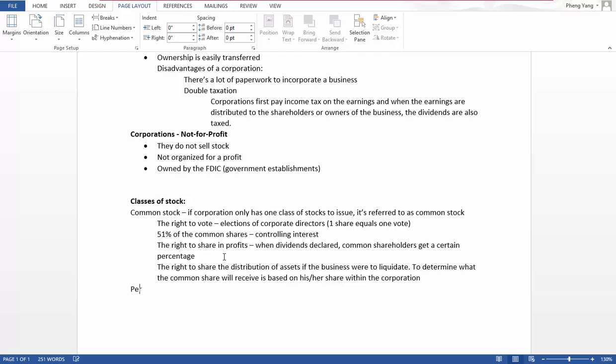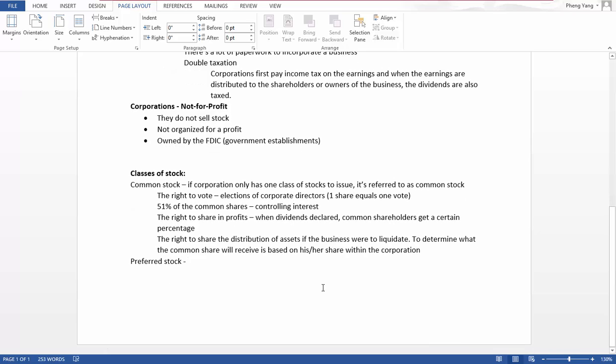Now we've got preferred stock. Within preferred stock, there can be Class A, B, C, and so on. It really depends on the business and how they want to classify them. It doesn't have to be A, B, and C. They can do whatever it is that they want to do.